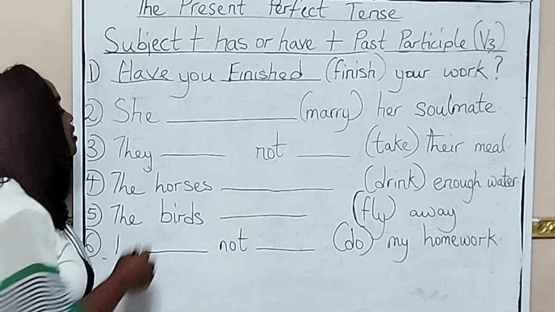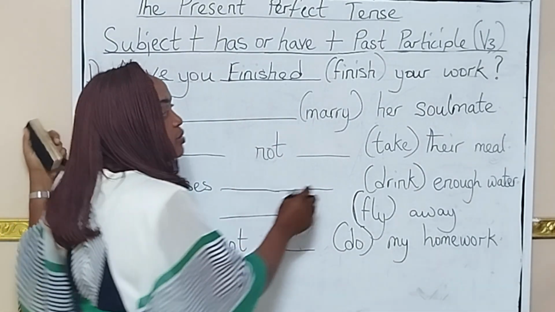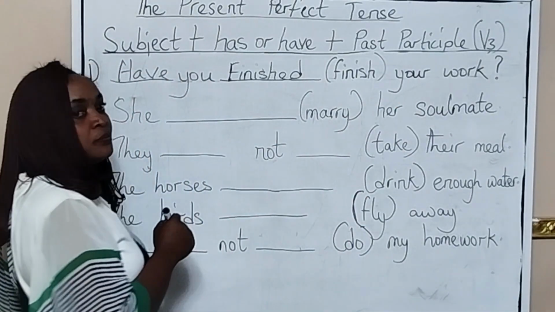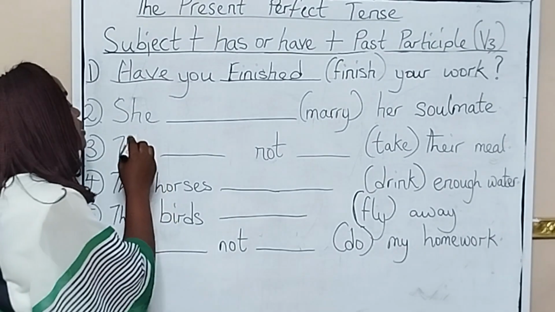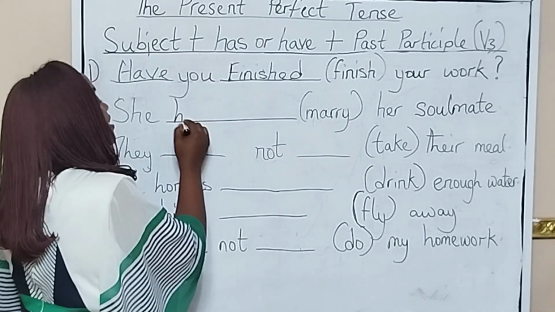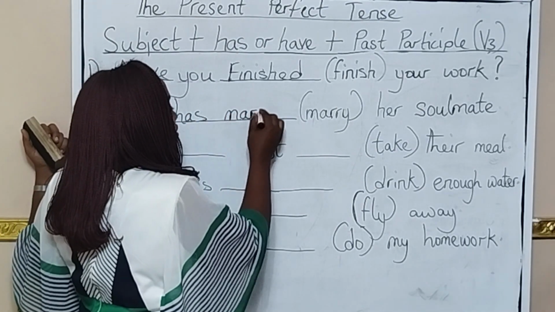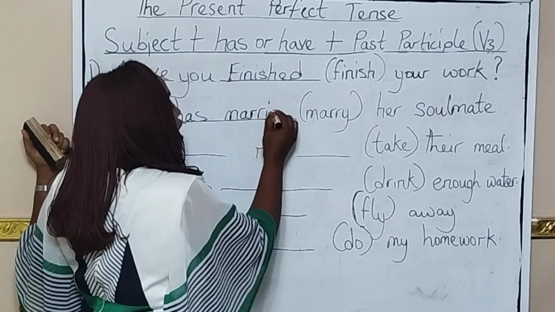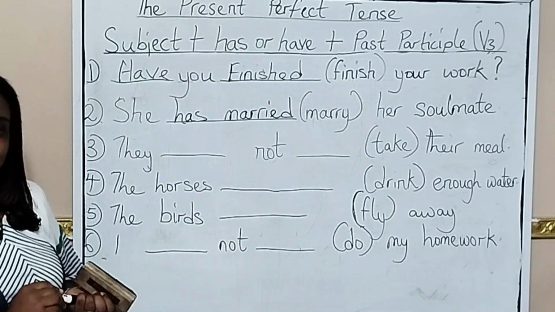Number 2, she, a gap, marry her soulmate. What are we going to do? Do we say she have? No. She has. Married. You remove the Y and put I-E-D. She has married her soulmate.